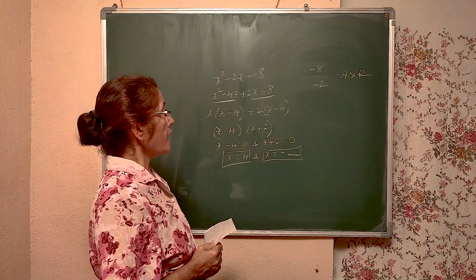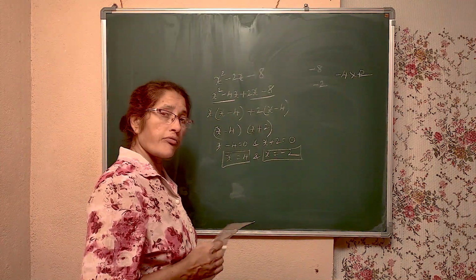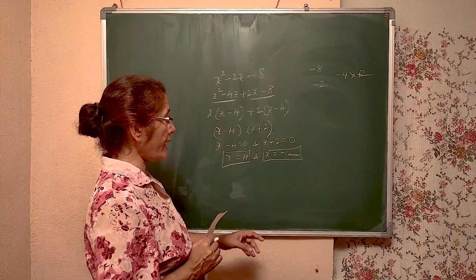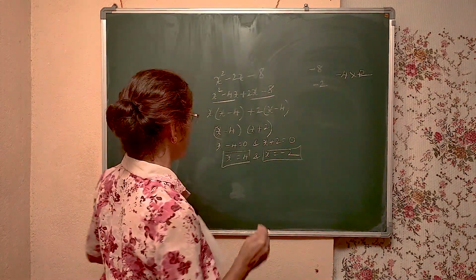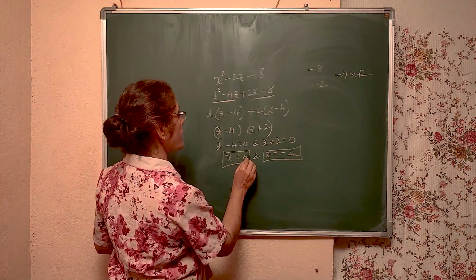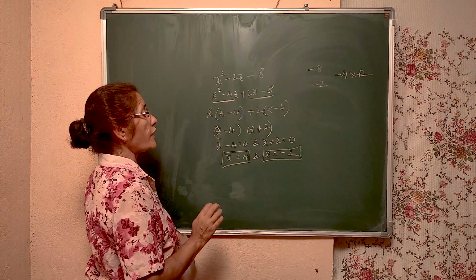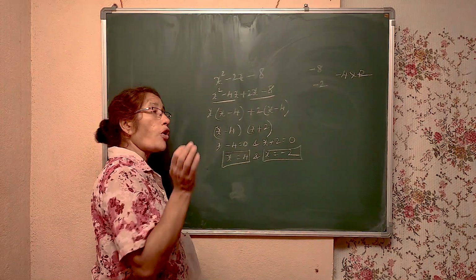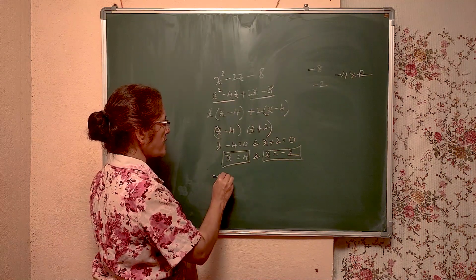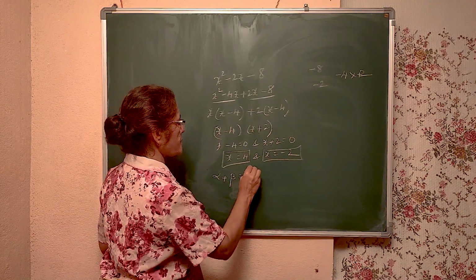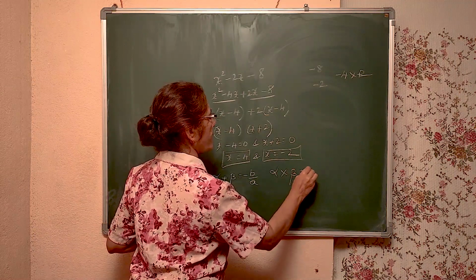Now, after that if they ask you to verify the results by using alpha plus beta and alpha beta. What is alpha now? Alpha is equal to 4. Beta is equal to minus 2. Verify the results with your coefficients of x. Then what you have to do? Alpha plus beta is equal to minus b by a. Alpha into beta is equal to c by a.